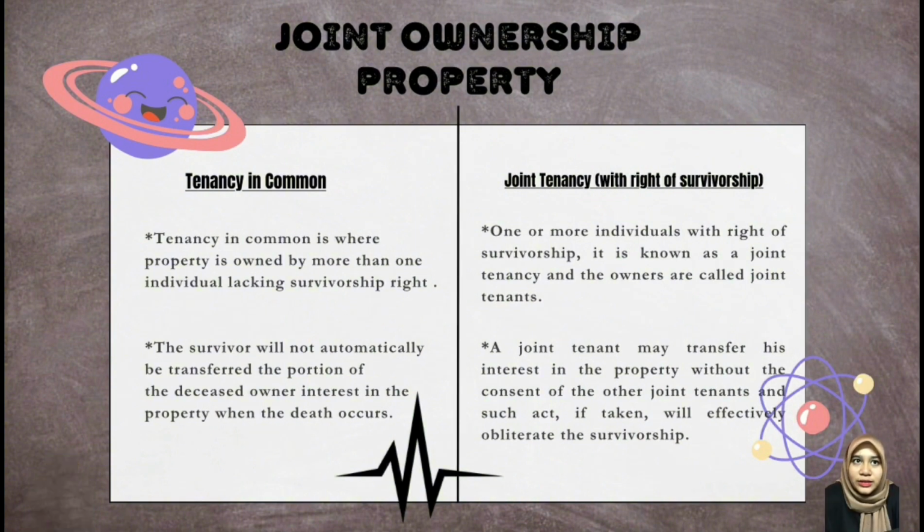Second is joint tenancy. Owned jointly by one or more individuals with right of survivorship, not realization to the ownership between the owners, because the death of a joint owner automatically transfers the interest in the property to the surviving joint tenant, as the properties are classified as non-profit assets. The joint tenant may transfer an interest in the property without the consent of the other joint tenant, as the act if taken will effectively alienate the survivorship right of the tenant.